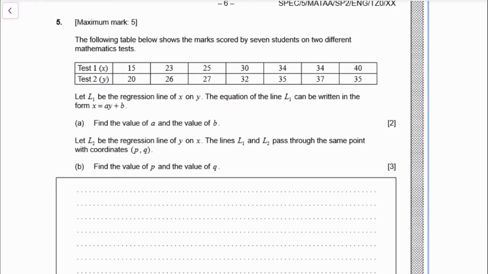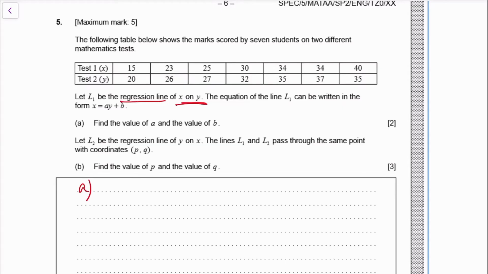Number 5, regression line. Well, very calculator dependent. But be careful, this time they want the regression line to be x on y, which is a bit untypical. It's usually y on x. So when you do it with your calculator, you need to be slightly more careful.